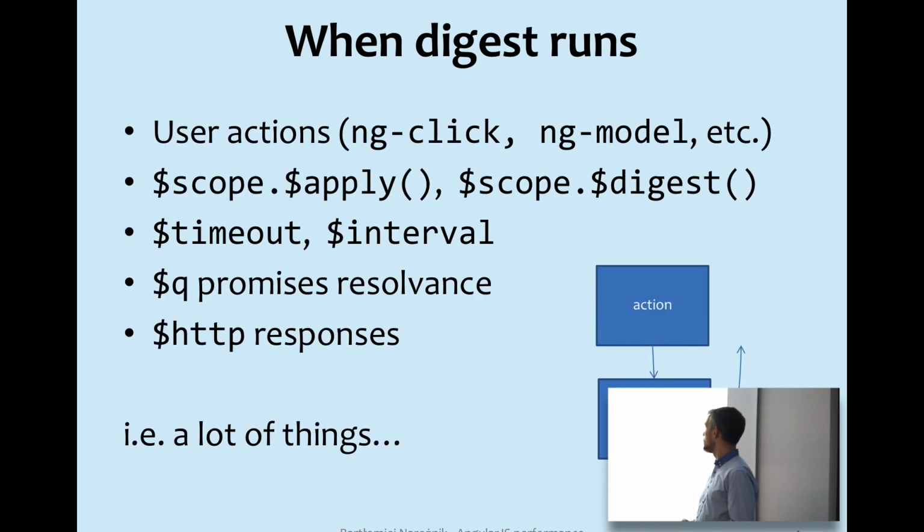So what about blue sections? What could involve a digest? It could be a user action, like some button click or changing the value of a form element. It could be directly called. There are also a lot of other things that call digest, like timeout, interval, HTTP responses, and a lot of other things.